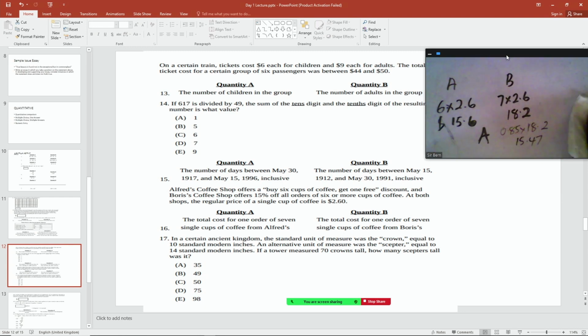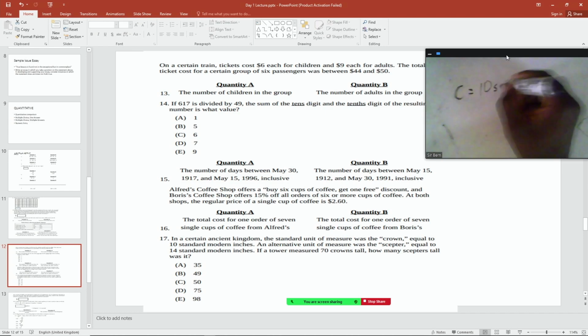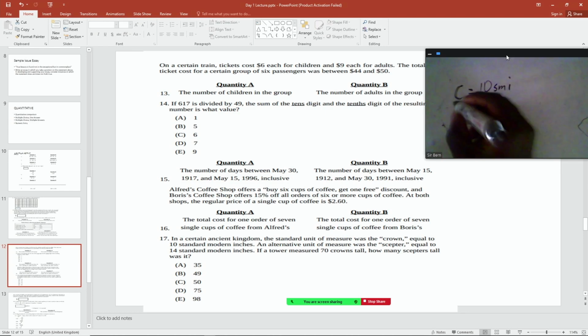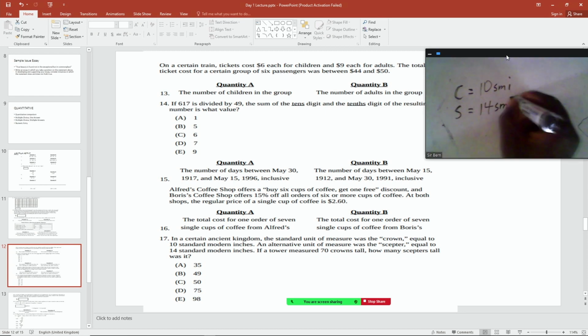That is that. Then question 17. In a certain ancient kingdom, the standard unit of measure was the crown. So the crown is equal to 10 standard modern inches. And an alternative measure was the scepter. So the scepter is equal to 14 standard modern inches. So if a tower measured 70 crowns, how many scepters tall was it?